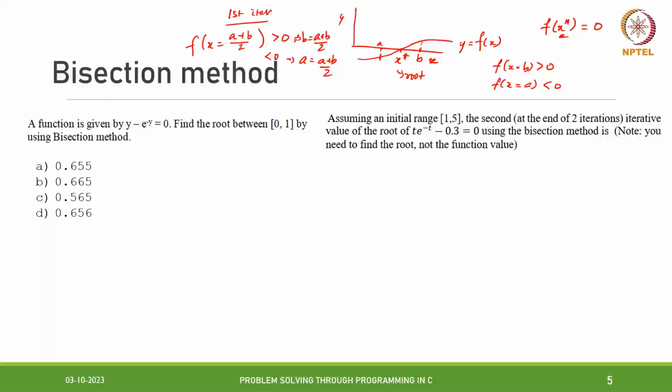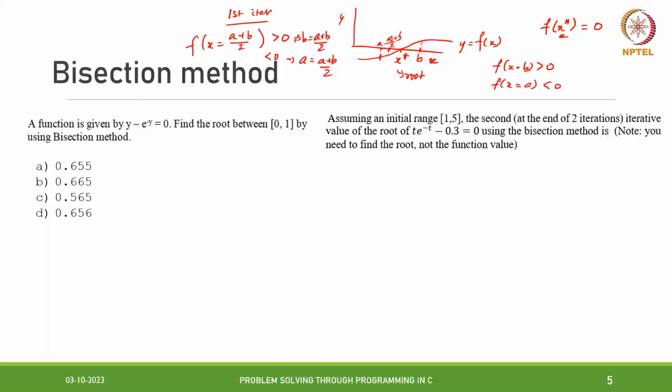Now in the first iteration, what we do is we calculate (a plus b) by 2. That means we calculate the midpoint of a and b. A and b were our initial conditions, and we calculate the midpoint of a and b. So we calculate (a plus b) by 2. Say it comes somewhere around here.